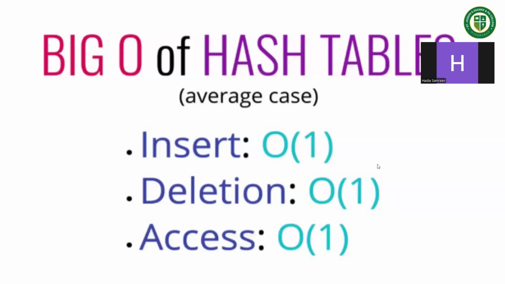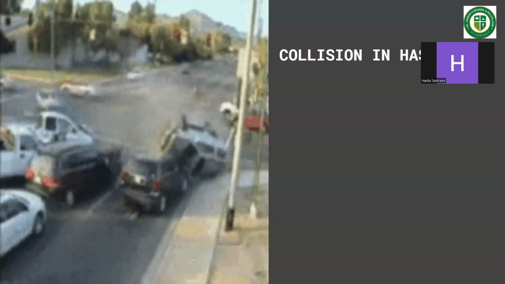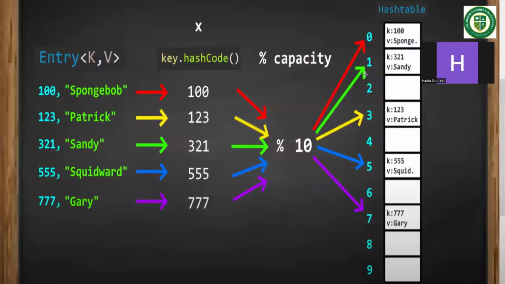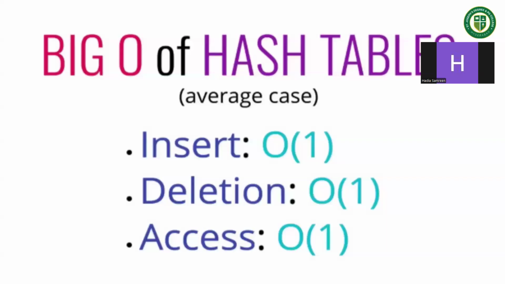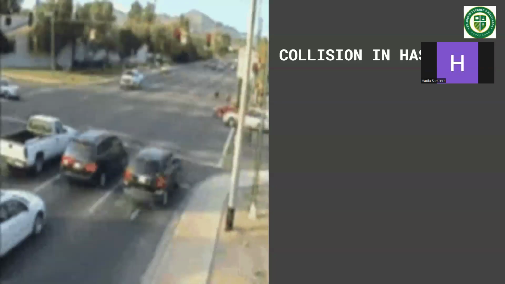Done. So what is the big advantage of this hashing technique? The average case scenario for the hashing technique is big O of 1. That is, we can insert, delete, and even access in constant time, within one step. So this is what hashing is all about. But there is a catch.